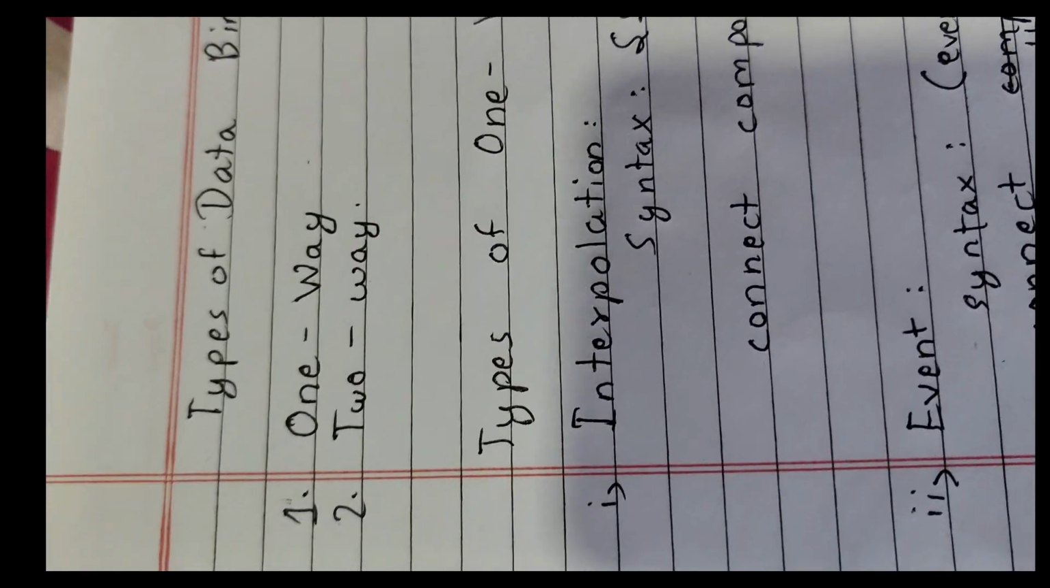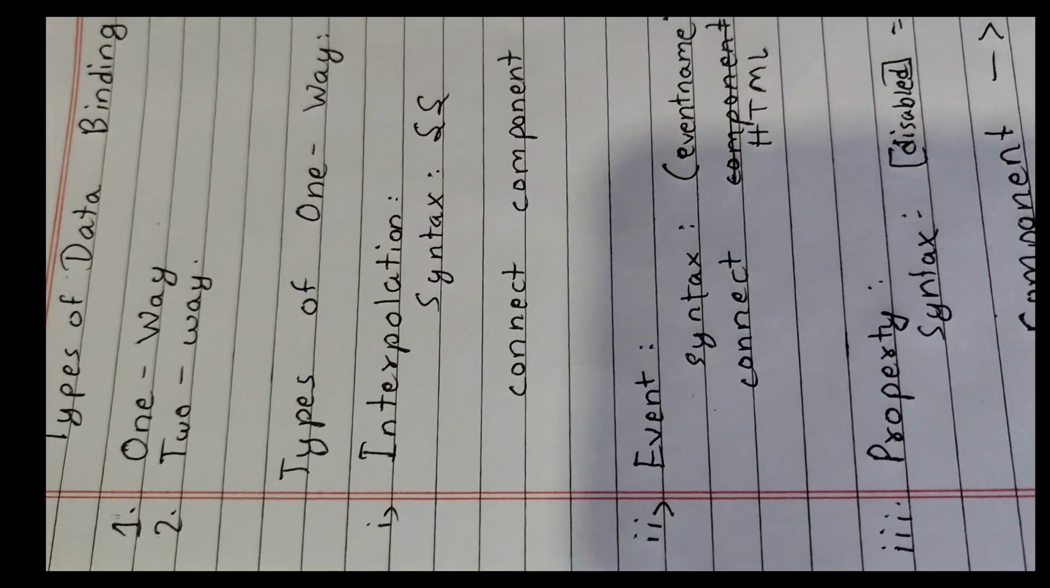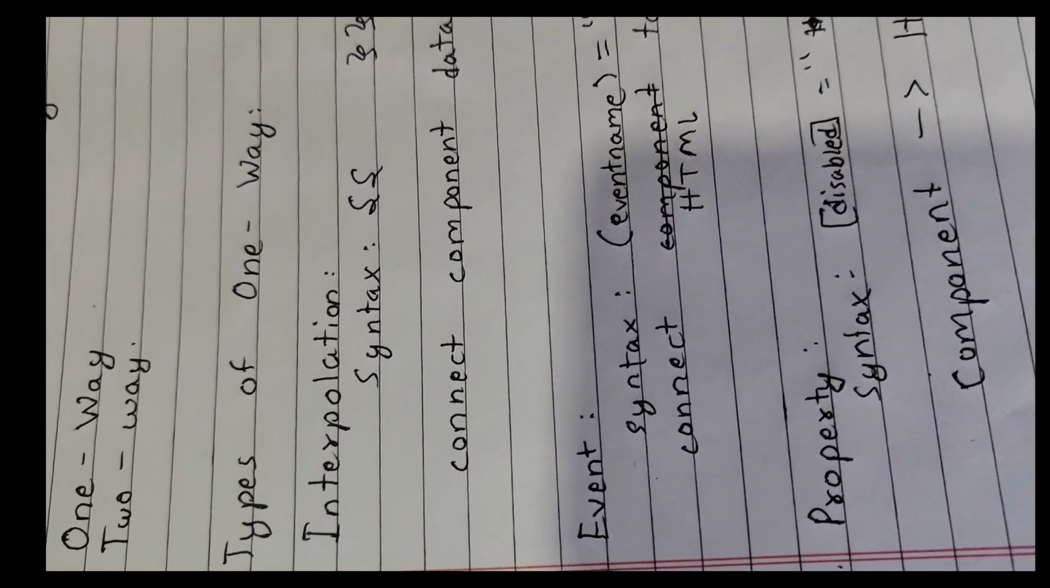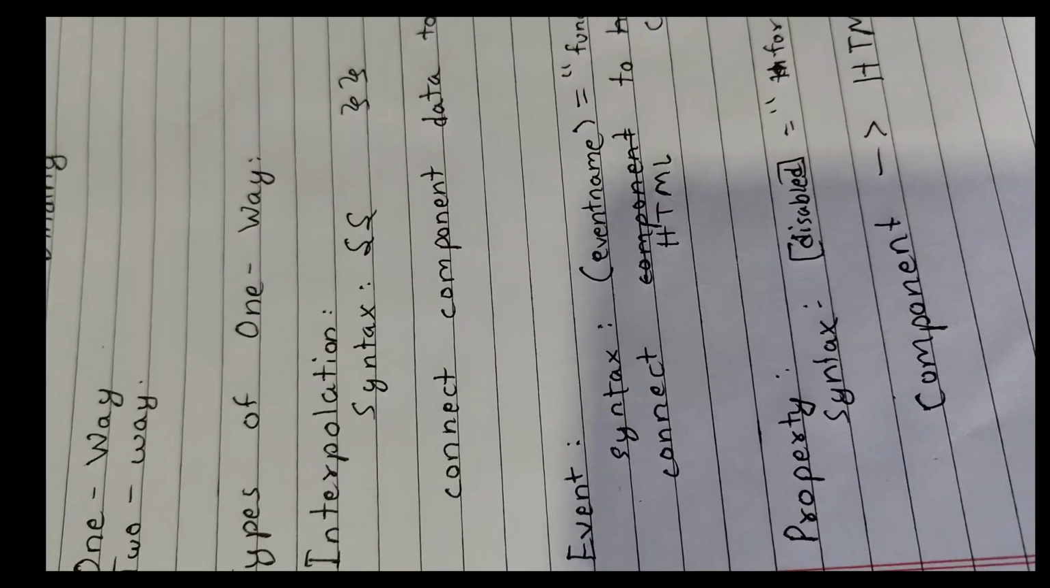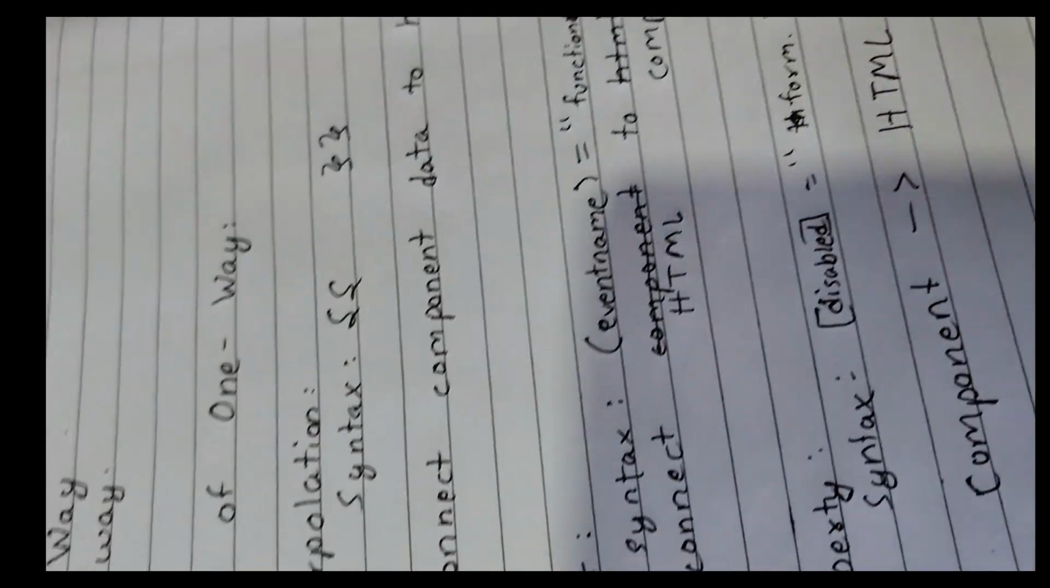Now let's see the types of one way data binding. The first type is interpolation. Interpolation is used to connect component data to HTML, component data to HTML.